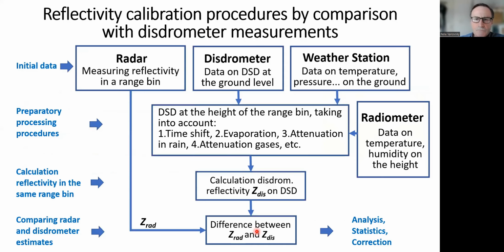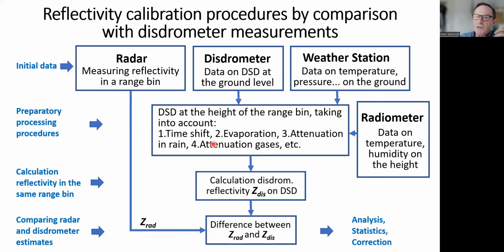Here you see the block diagram of data processing. So we have radar measurements from a range beam, which is located at some height. We have radar reflectivity measured by this device. And we have drop size distribution, which is measured by the disdrometer at ground level. So we need to take into account the difference in time.